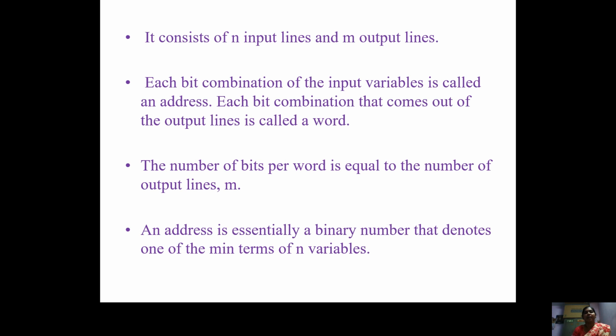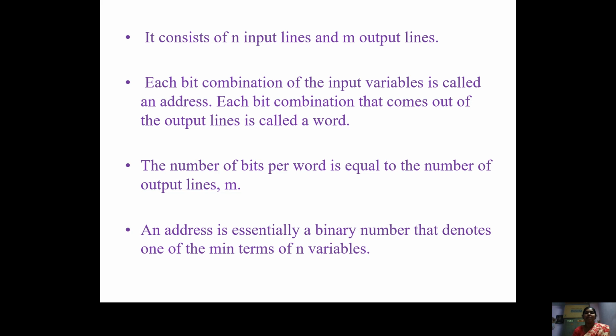So it consists of n input lines and m output lines. Each bit combination of the input variables is called an address, as we discussed earlier. So each input at the memory specifies a certain address. Each bit combination that comes out of the output lines is called a word. Similar to the RAM, ROM also contains words in it. The information can be stored in it in the form of words, that means it contains 16 bits of information, which is nothing but 2 bytes.